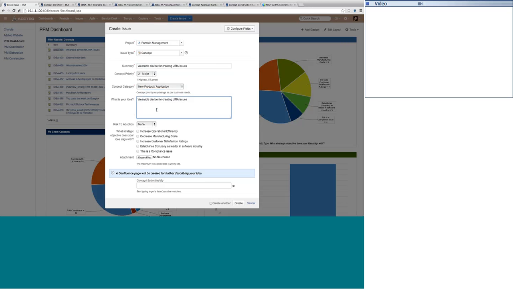Now, if at all I'm able to anticipate the risk of this particular idea, I can simply go and say that maybe I feel that the risk to outcome is needed. Now, coming to the strategic objectives. This asks me what strategic objectives does your idea align with. Now, these strategic objectives are different for each company. I'm sure your organization also has these strategies and feels that every concept or every project introduced in your company has to adhere to the strategies.